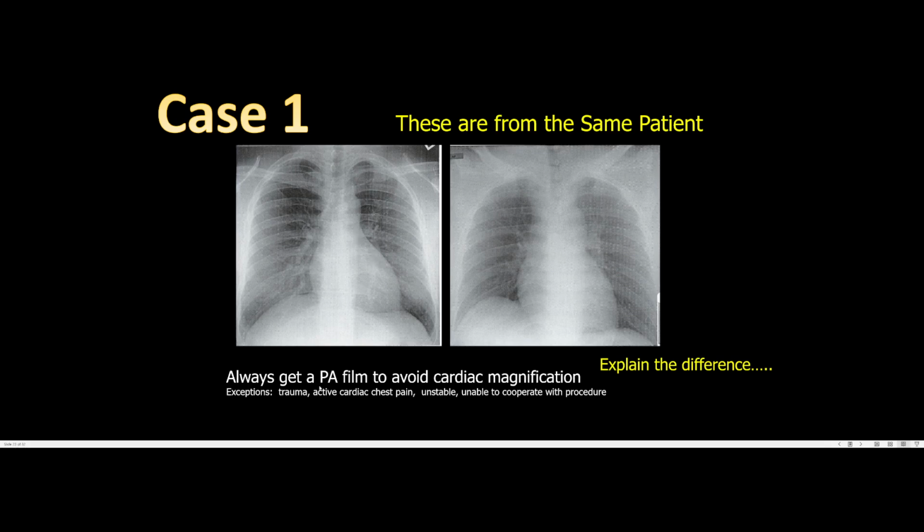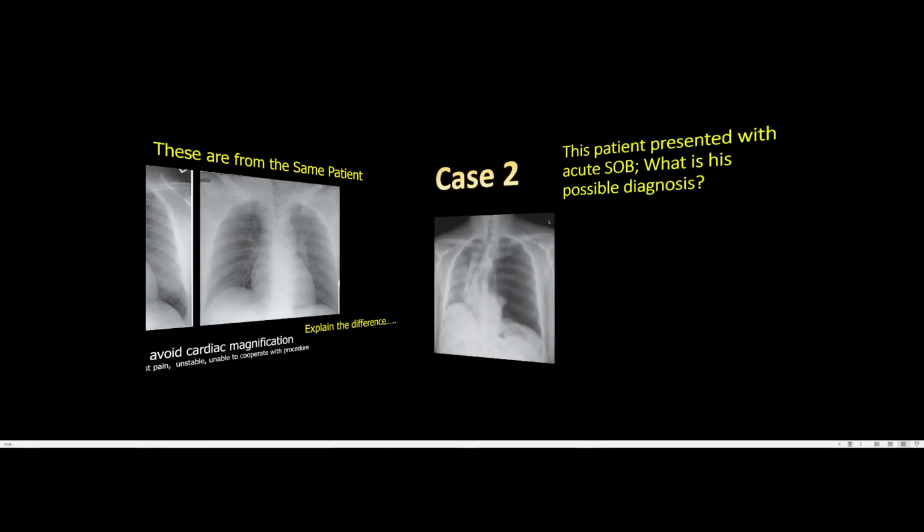Of course, not all the time you can order a PA film. Sometimes when the patient has pneumothorax, active cardiac chest pain, is unstable, or is unable to cooperate with the procedure, oftentimes you might have to resort to ordering an AP view. So that's the idea behind this case: always think of the film, and always think of the exposure. Is the exposure right or not? So that's the idea behind this case.